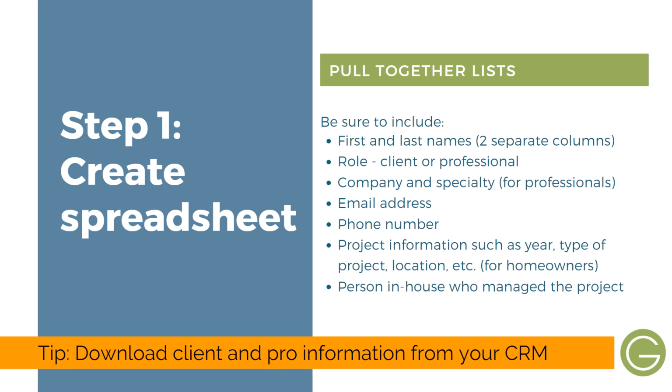One column for first name and one for last name. The role, whether they're a client or professional. And if they're a professional, include the company and specialty, such as plumbing or architect. Include their email address and phone number in two separate columns. And then include in another column project information, such as when the project was completed, the type of project, the location, etc. And this obviously just goes for homeowners.